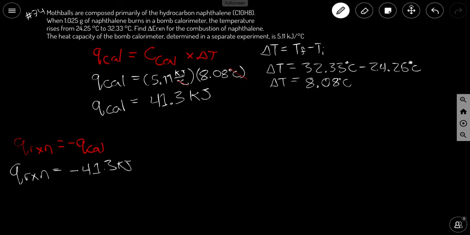So moving on, we're going to need to convert 1.025 grams into moles. And we have the formula here. So C10H8. Carbon has a molar mass of around 12. 12 times 10 is 120. Hydrogen has a molar mass of around 1. 1 times 8 is 8. We have 128 grams per mole for the hydrocarbon naphthalene.